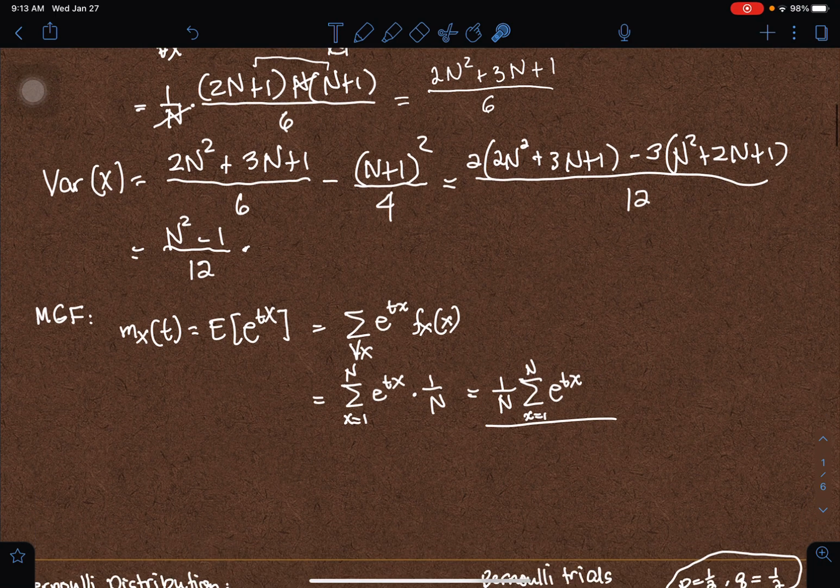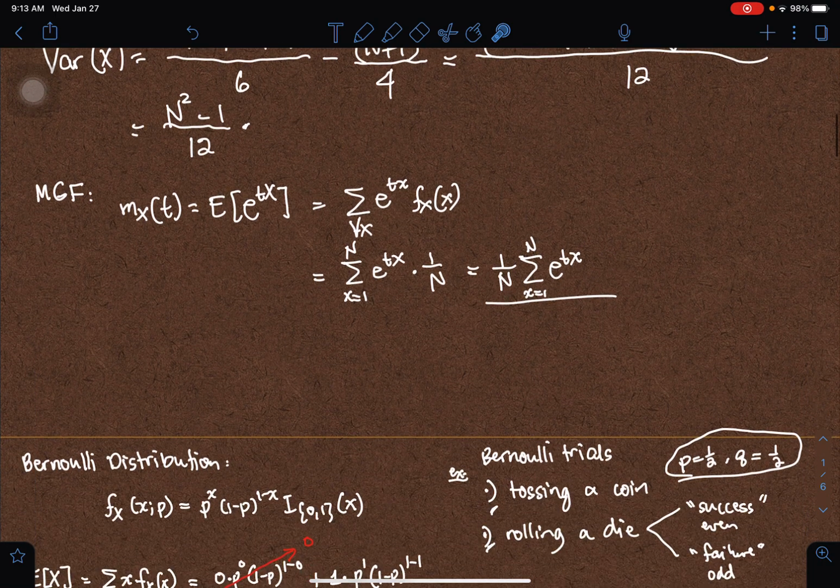Now for the moment generating function, we have by definition M sub X of t is equal to the expected value of e to the tX. So since X is discrete, we can compute the expected value as the sum of e to the tx times f sub X of x. So that will be the sum from 1 to capital N of e to the tx times 1 over n. So we just have to factor out 1 over n from the sum, and that's it. That's the moment generating function of a discrete uniform distribution. Okay?